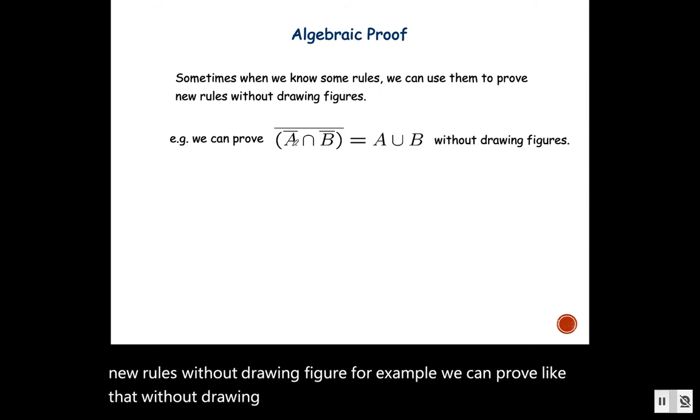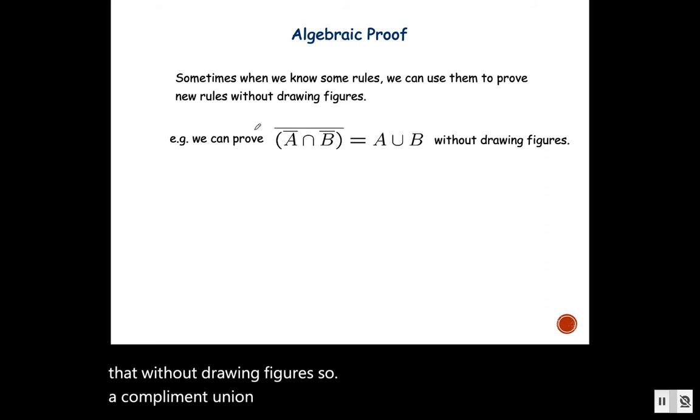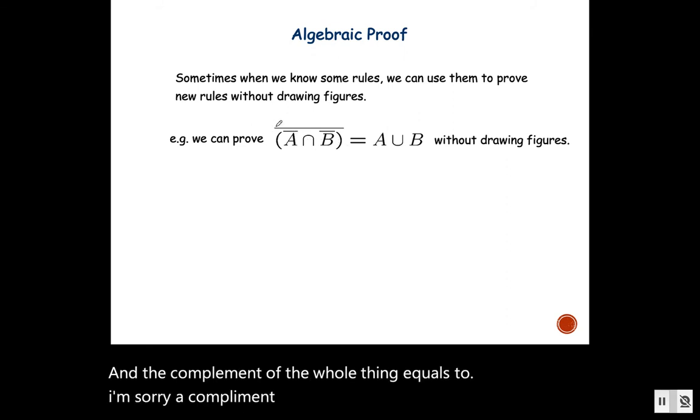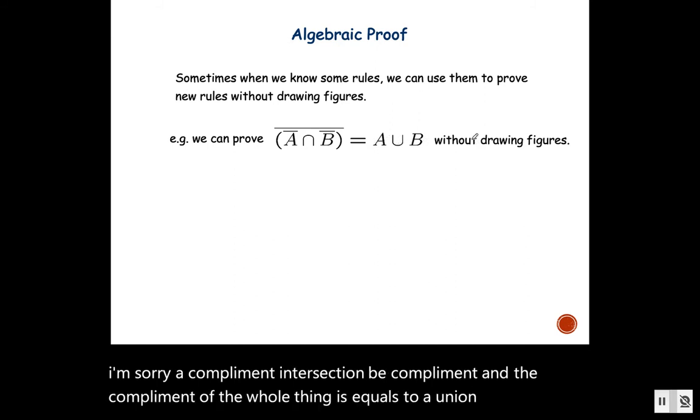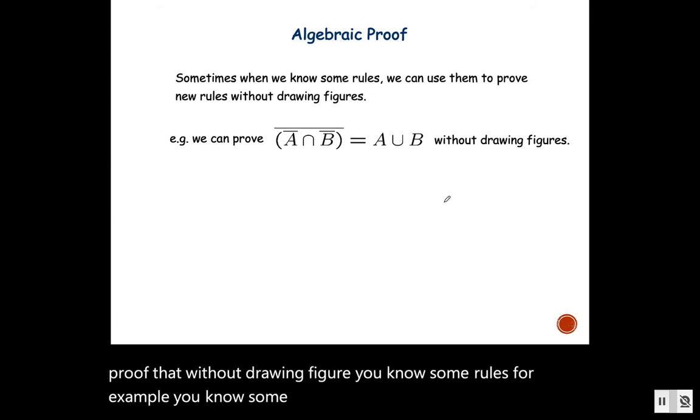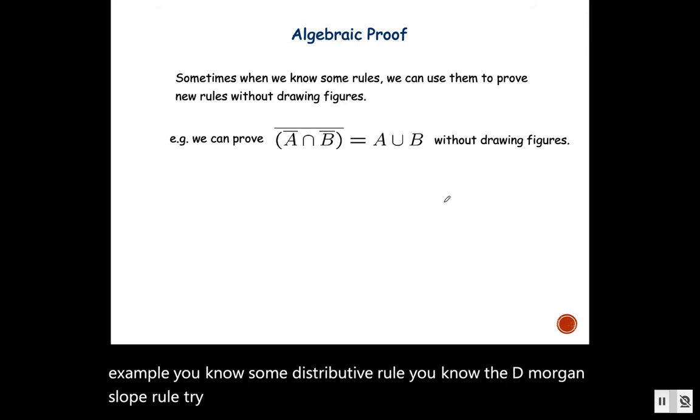A complement union B complement, and the complement of the whole thing equals, I'm sorry, A complement intersection B complement, and the complement of the whole thing equals A union B. Now try to prove that without drawing a figure. You know some rules, for example the distributive rule and De Morgan's law. Try to prove that using those rules.